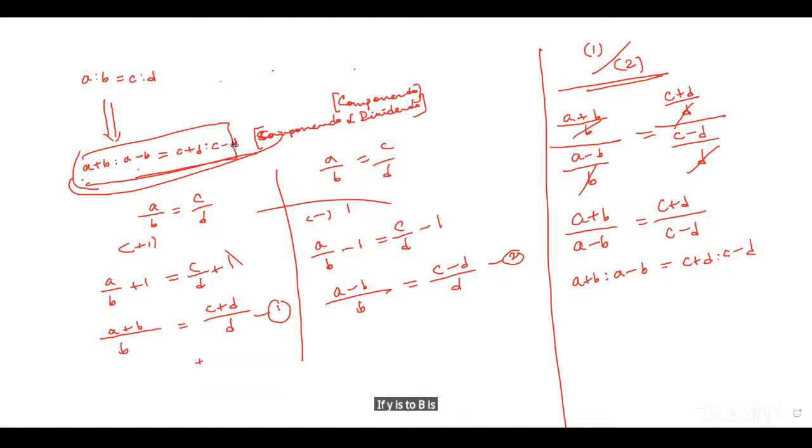If A is to B is equal to C is to D, then A plus B is to A minus B is equal to C plus D is to C minus D. Below that or within brackets you can say this is componendo and dividendo.